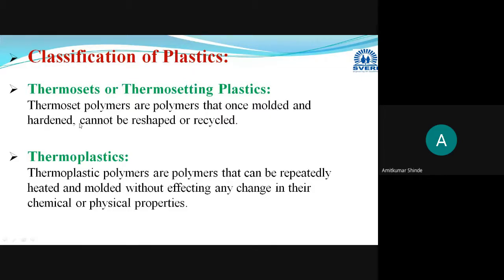Sorry for the disturbance here. What is the meaning of thermosets? These are the polymers. If you have completed their molding and hardening process, then you cannot do the reshaping or recycling again. That will be termed as thermosets. What is the meaning of thermoplastic materials? These are the polymers on which you can repeatedly do heating and molding, again and again, without changing their physical and chemical properties. That kind of plastics will be termed as thermoplastics.